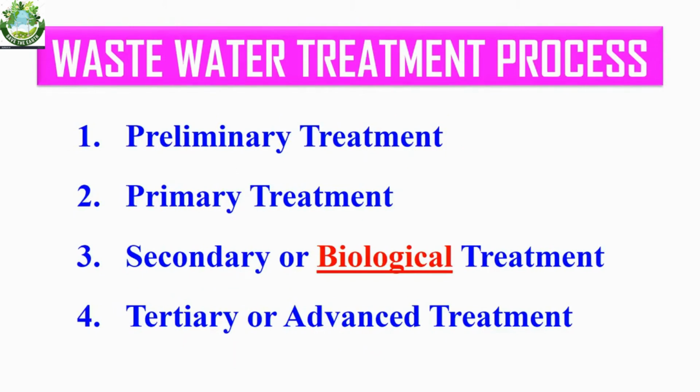Let's now discuss the wastewater treatment process. So generally 4 processes are used for the treatment of sewage wastewater. These are preliminary treatment, primary treatment, secondary or biological treatment, and tertiary or advanced treatment, sometimes also called fine treatment. So let's discuss these processes in detail.